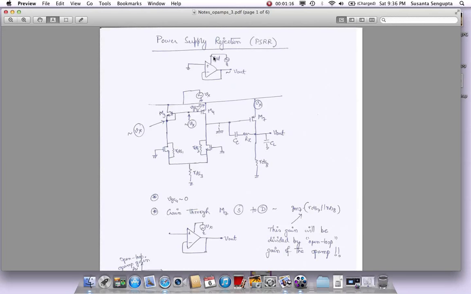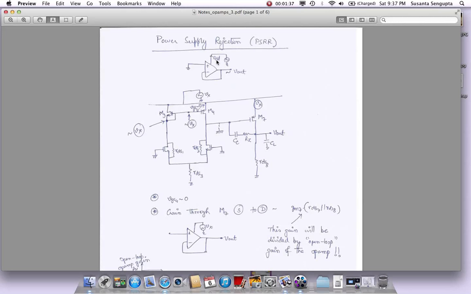Noise not only comes from the supply, the VDD pin, it also comes from the ground pin. I have not shown the ground pin here, but noise could also couple from the ground, and what would be its ability to suppress that noise? That is what we call negative PSRR, negative PSRR because it's coming from the ground side. This is more like a positive PSRR.